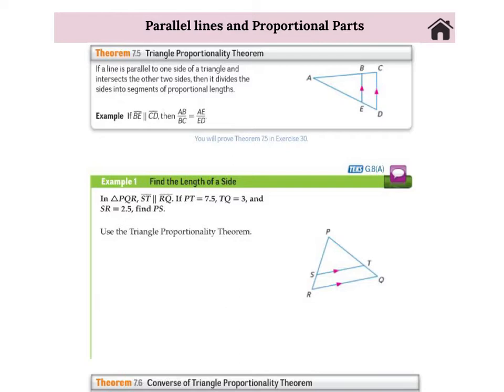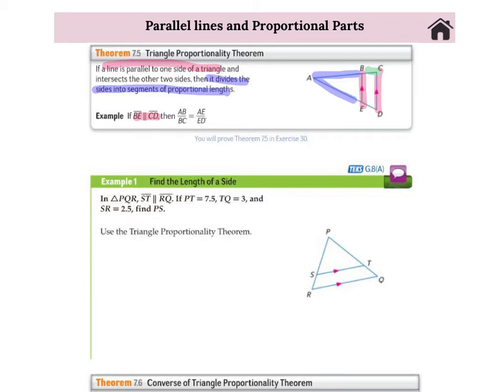So for our first theorem, the triangle proportionality theorem, it states that if a line is parallel to one side of a triangle and intersects the other 2 sides, then that line divides the sides into segments of proportional length. So what that means, if we have BE and CD, those are parallel. They're indicated by the little triangular marks. Okay, those parallel lines are going to divide AB and BC into proportional parts.